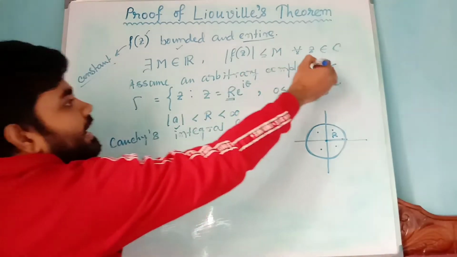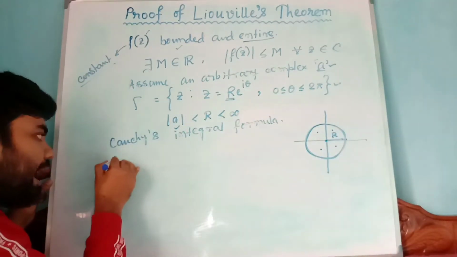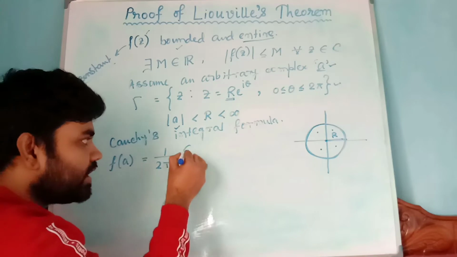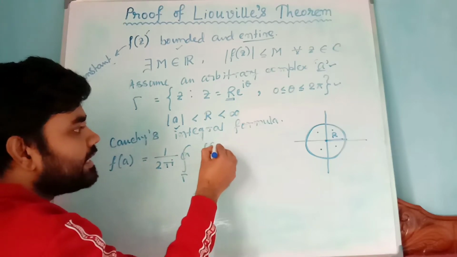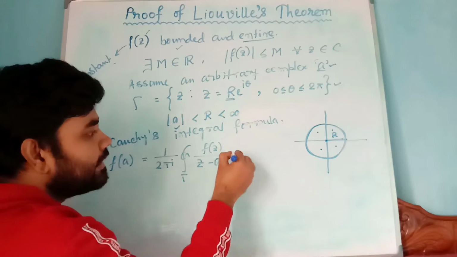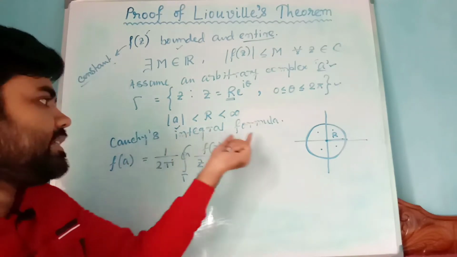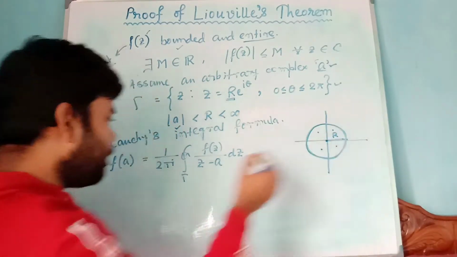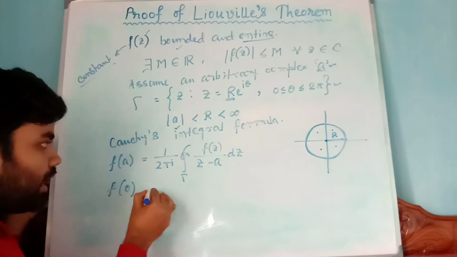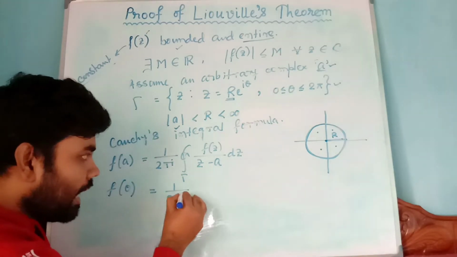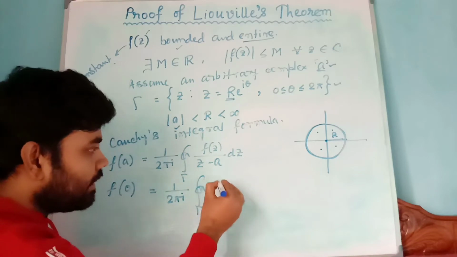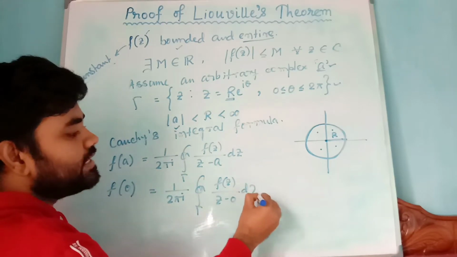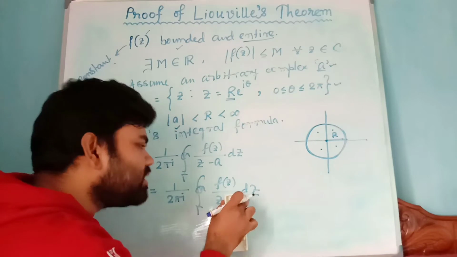since A is an inside point of gamma, we can have f(a) equals 1 by 2 pi i integration over gamma f(z) divided by z minus a dz. This is the Cauchy's integral formula. Also, since the origin, meaning 0, is an inside point of gamma, we can also have by Cauchy's integral formula f(0) equals 1 by 2 pi i integration over gamma f(z) divided by z minus 0, into dz. We are not writing minus 0 because it gives only z.